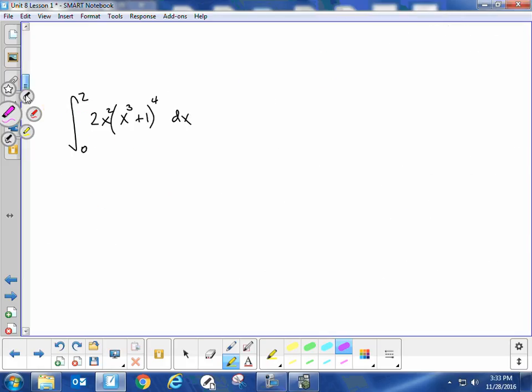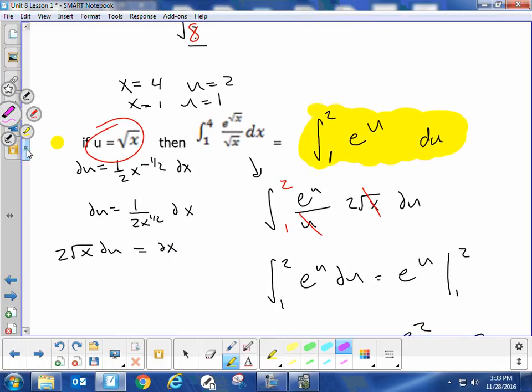Why is it e squared minus e? Because it was e to the second power minus e to the first power. I'm finding the change in the antiderivative. The antiderivative of e to the u is e to the u between 1 and 2. E squared minus e.